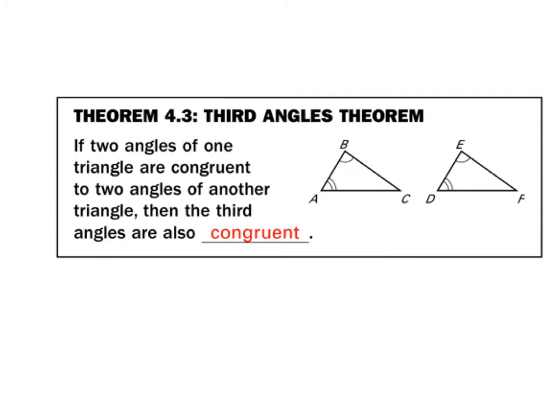Third angle theorem is one of the most commonly used theorems. It says that in the 3 angles inside a triangle, if 2 of them are congruent to their corresponding pairs, then the third angle must be congruent to each other.